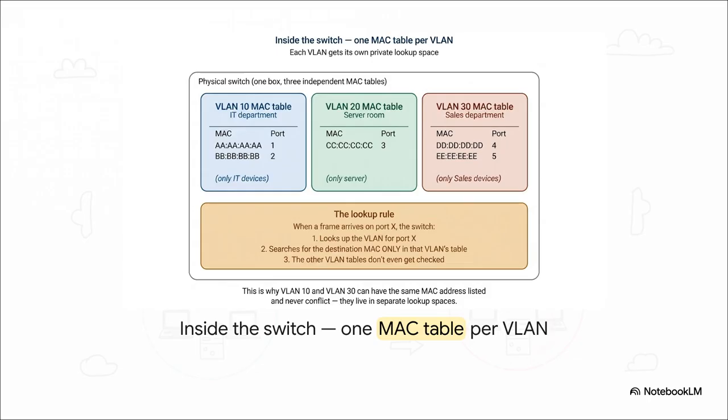VLAN 10 gets its own dedicated MAC table. VLAN 20 gets its own. VLAN 30 gets its own. So when a frame arrives on a VLAN 10 port, the switch only searches for the destination MAC inside that VLAN 10 table.